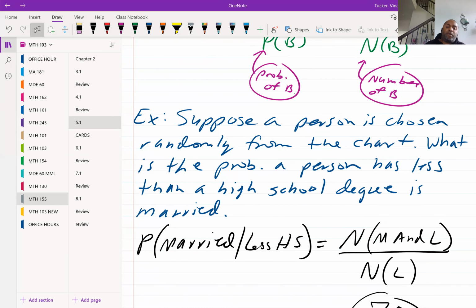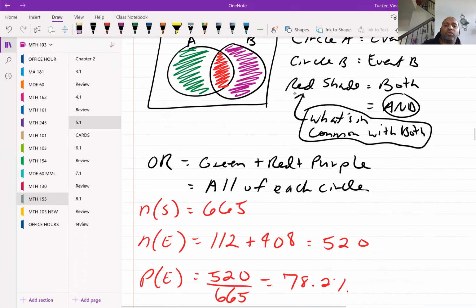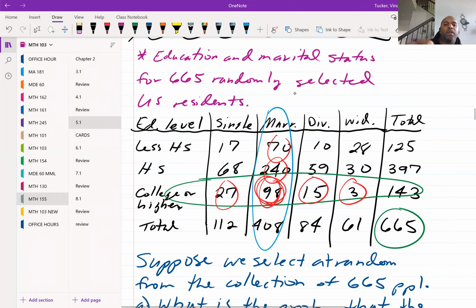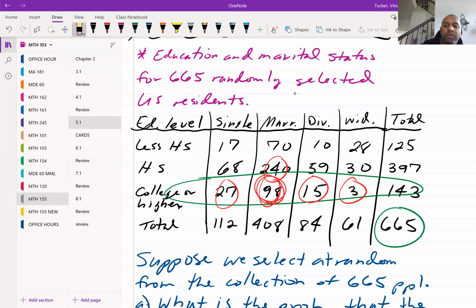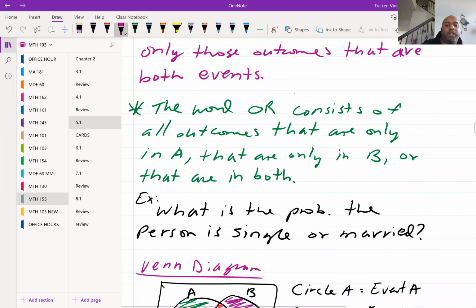So going back to that chart, remember that chart was in 5.2. We're looking at what we would need, the number of people that are married and have less than a high school degree, and then the total number of people that have less than a high school degree. So if you go back to the chart, let me erase some of this stuff. All right, so less than high school married is 70. Then the total number of people that have less than a high school degree is 125. So it should be 70 over 125.